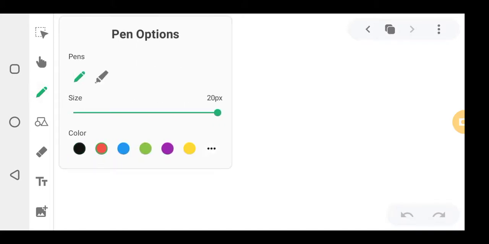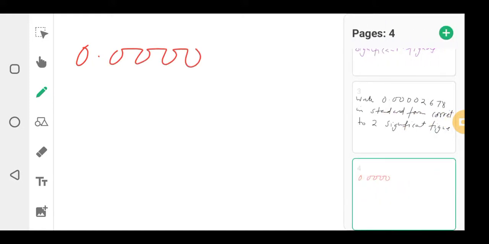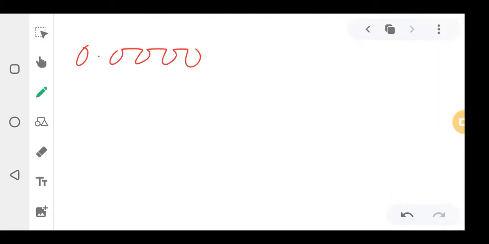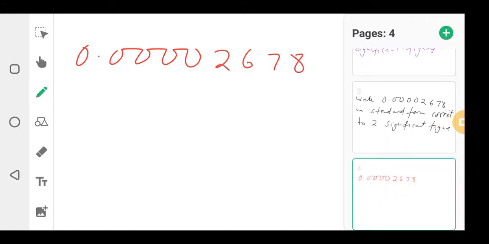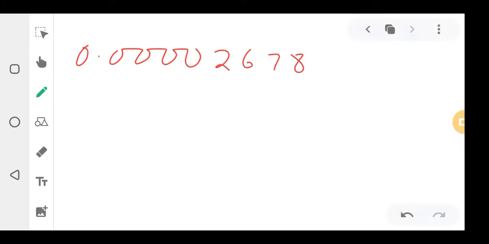Okay, so the first thing you do is you write the number that I've told you to write in standard form. What is my number? 0.0000. How many zeros do we have? 2, 4. 4 zeros, 2678. So this is the number written in standard form.